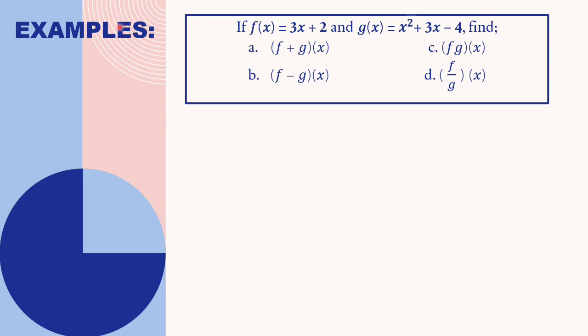Let's have examples. f of x is equal to 3x plus 2 and g of x is equal to x squared plus 3x minus 4. Find letter A, f plus g of x. B, f minus g of x. Letter C, f times g of x. And letter D, f over g of x.